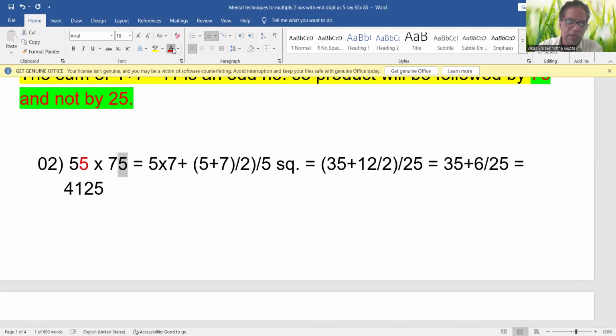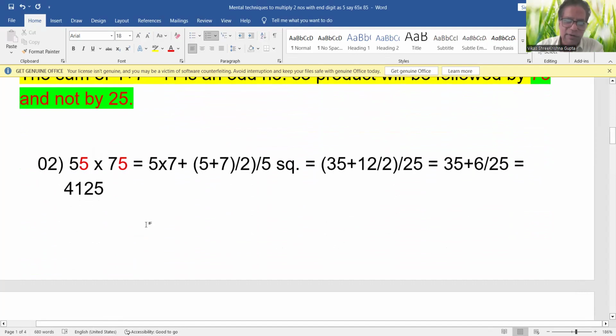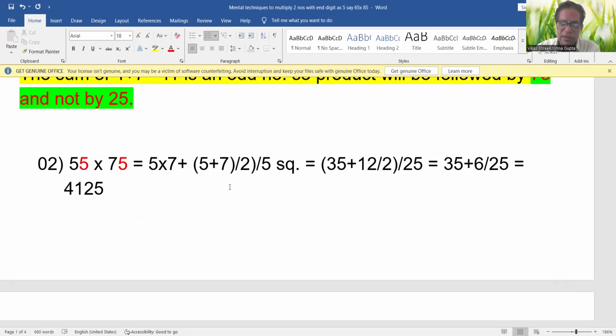Difference now is 20. Now the same technique is there. 5 into 7 is 35, and 5 plus 7 is 12. Now 12 is an even number, which means it is fully divisible by 2. There will be no decimal part. So 5 plus 7, 12. 12 divided by 2, 6. So 35 plus 6, how much?